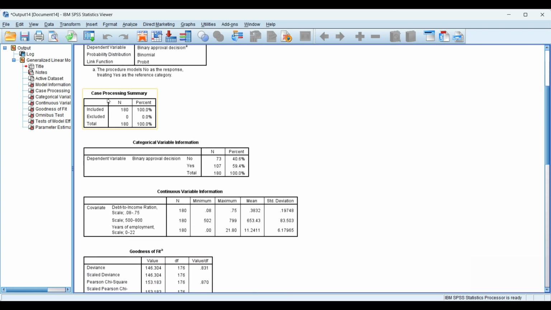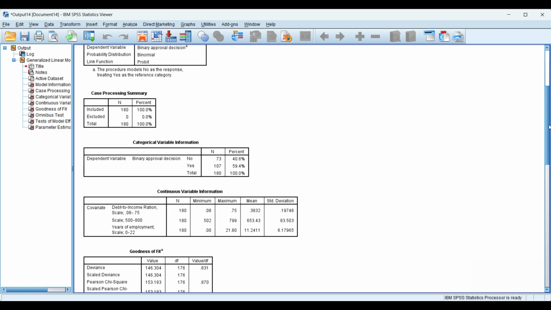First of all, there is a case processing summary included. There are a total of 180 samples and 0 excluded. Because the Probit regression took all my sample size, it means there is no missing data. As well, in the categorical variable information, because binary approval and non-approval decision, we put no equal to 0 and yes equal to 1. So it means there is a 59.4% chance of non-approval.